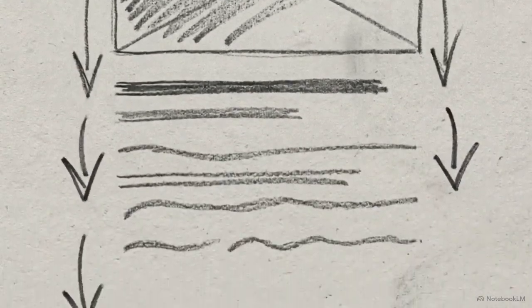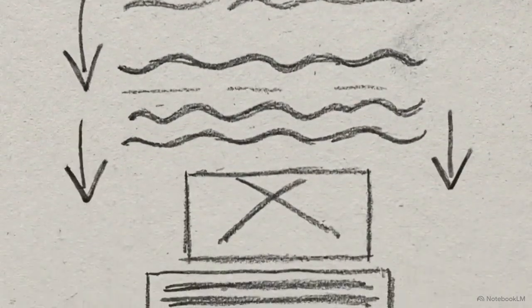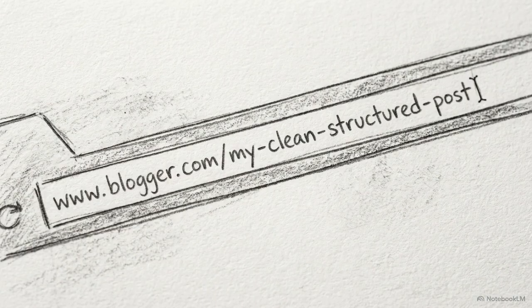Look closely at this deployed blog post. The text formatting is clean, the main image stretches perfectly across the column, and the URL is structured for clear reading by both users and search engines.